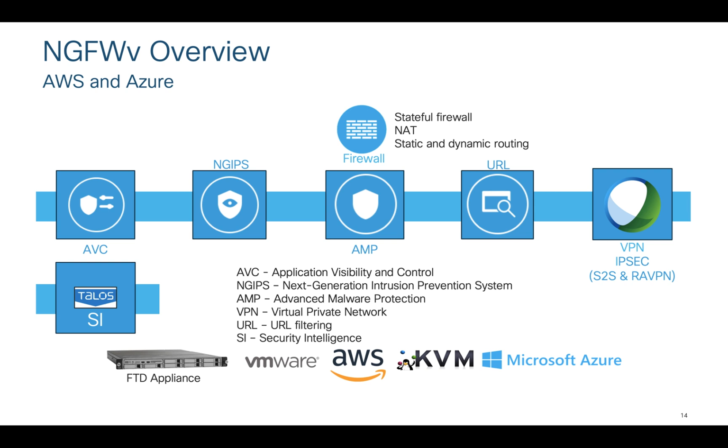Now, this appliance is available in different form factors. The first one is the hardware appliance. You can purchase Firepower 1000 series, 2100, 4100, 9300, those kinds of physical appliances. You can deploy virtual appliances on a VMware ESXi environment. You can deploy it on KVM. You can deploy it in public cloud in Amazon Web Services and Azure as well.